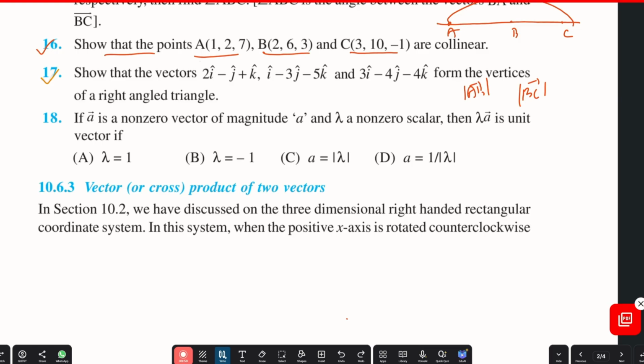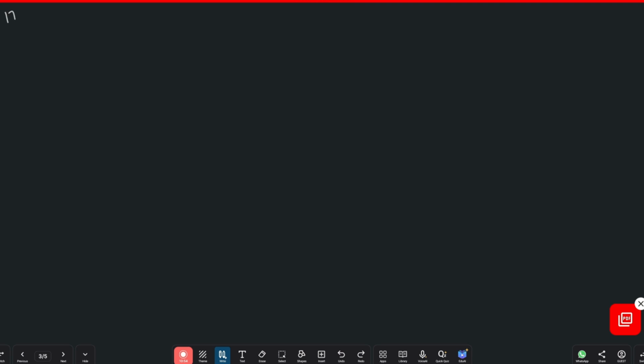Okay, next. Question 17: show that the vectors 2i minus j plus k, i minus 3j minus 5k, 3i minus 4j minus 5k form the vertices of a right angle triangle. It means if I try to find the length of AB vector, length BC and length AC, then they will follow that the biggest side whole square equals the sum of the squares of the other two.